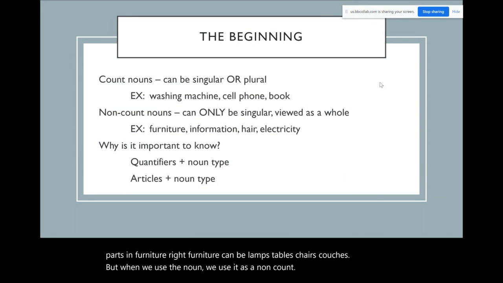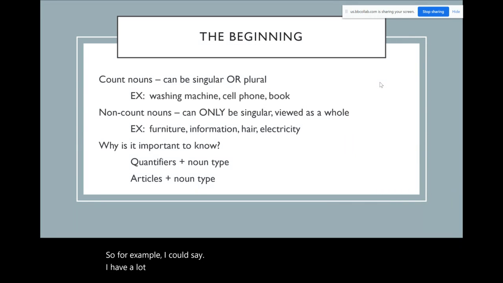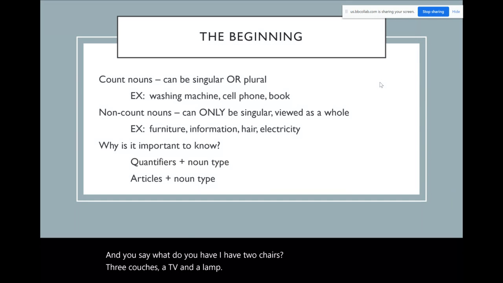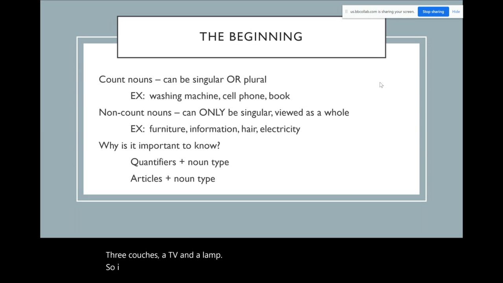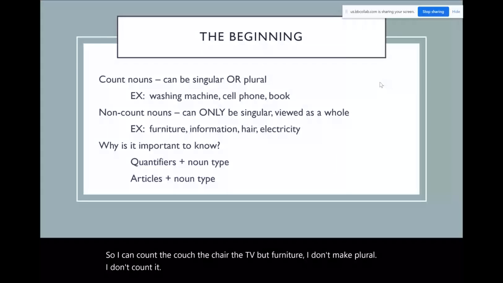When we use the noun, we use it as a non-count. For example, I could say, I have a lot of furniture in my living room. And you say, what do you have? I have 2 chairs, 3 couches, a TV, and a lamp. I can count the couch, the chair, the TV, but furniture, I don't make plural. I don't count.